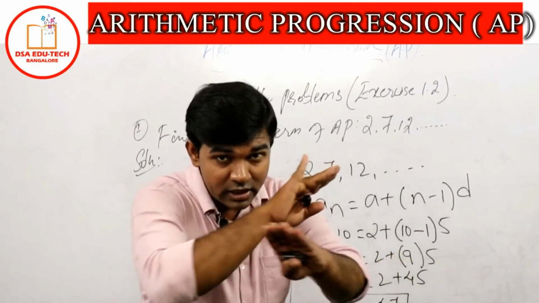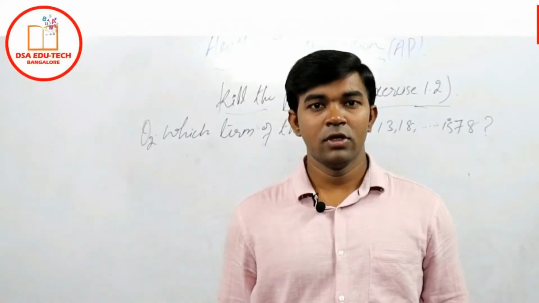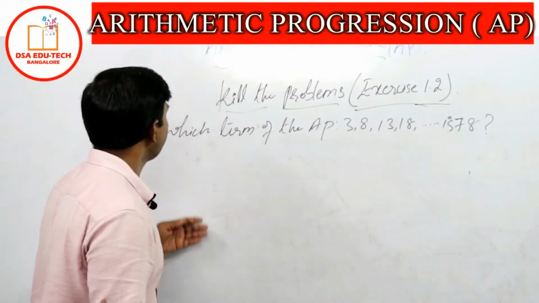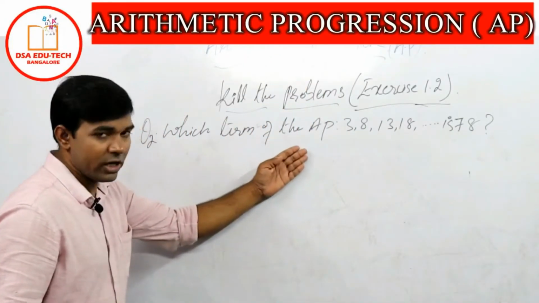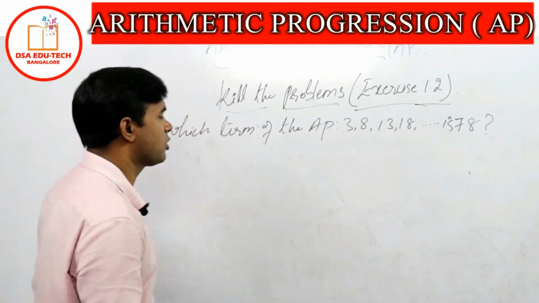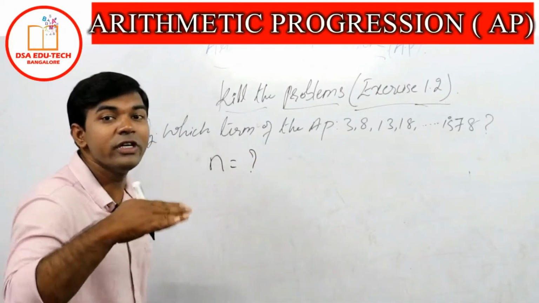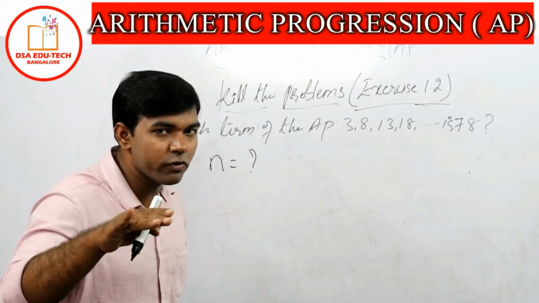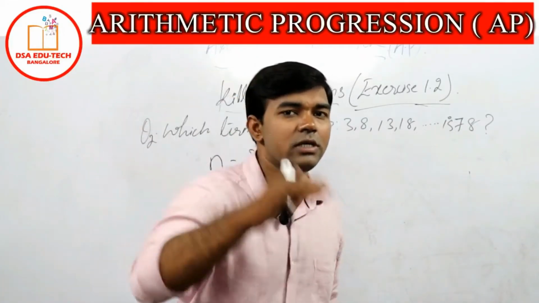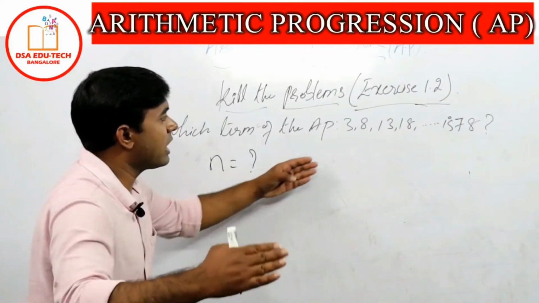So is everyone getting the problem? We killed the problem, right? So let us kill the next problem. Here the next problem is: which term of the AP? Which term? Are you getting it? That means they are asking us to calculate n. Always remember this code word, okay? Which term is n. So basically, they are asking us to find n for the given AP series.